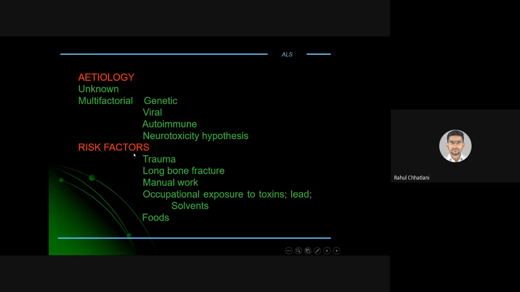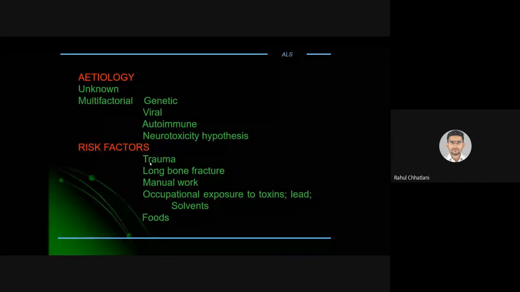Risk factors: directly trauma over the spinal cord. If there is trauma to the spinal cord, there are chances you will damage the motor neurons and start the autoimmune process, and that will lead again to amyotrophic lateral sclerosis. Long bone fractures can often injure the nerves, and that can again lead to an autoimmune response to the nerves. Manual work, overwork, overuse of any part can cause such a disease.